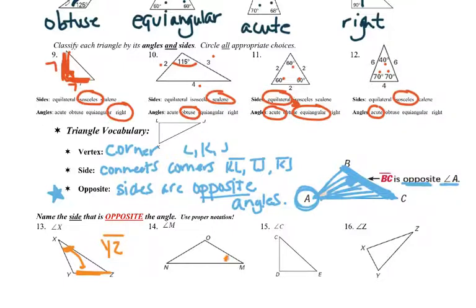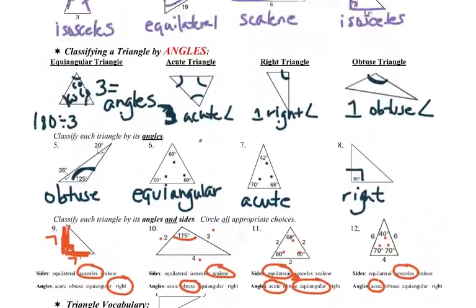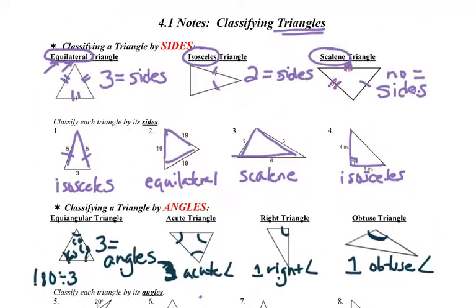What side would be across from angle M here? You're right, NO is opposite angle M. How about opposite angle C? DE. Now you're getting the hang of it. And the last one is what's opposite of angle Z? XY, right? So sides are always opposite angles. So this is our kickoff of Chapter 4 on triangles.